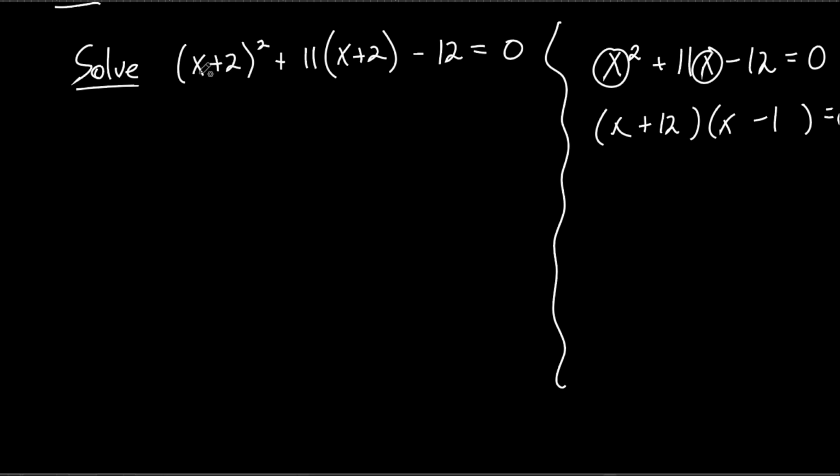So instead of calling this x plus 2 squared, I'm not going to call it x squared because that'll get confused with that x. What I'm going to do is this. I'm going to let the letter u equal x plus 2. I'll show you where we're going with this in a second. So don't freak out just yet. There's time to freak out.